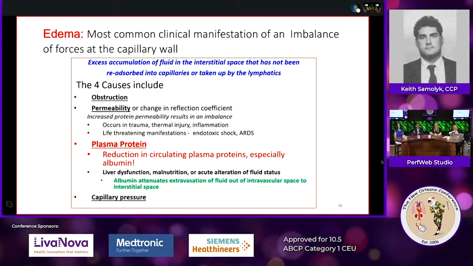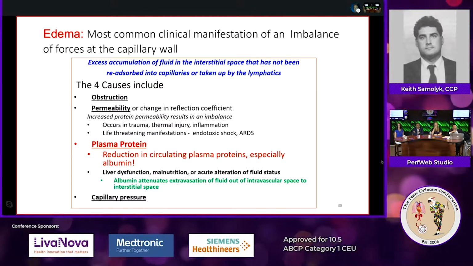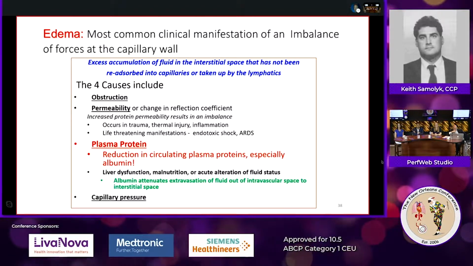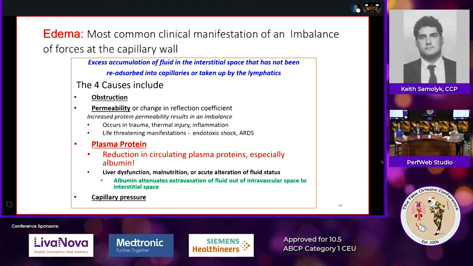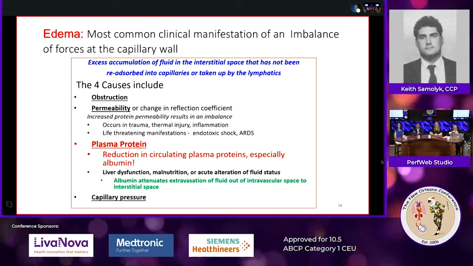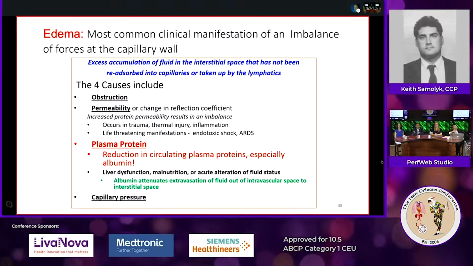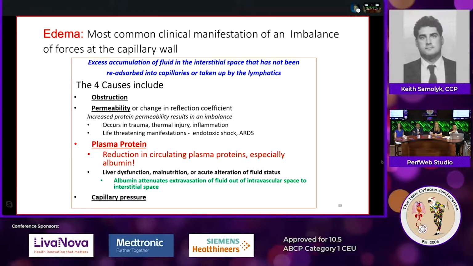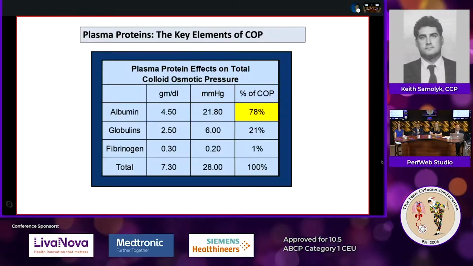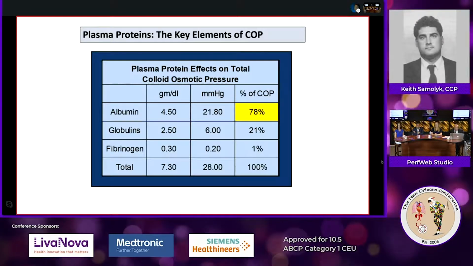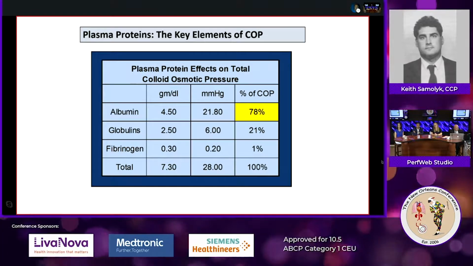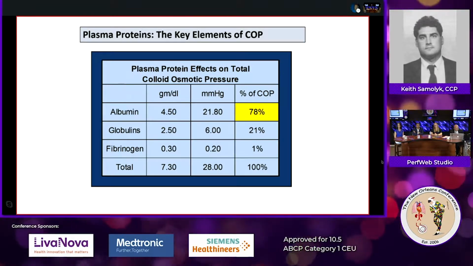So there's 4 causes of edema: obstruction, permeability, plasma protein reduction, and capillary pressure. We're going to focus on plasma protein reduction. Reduction in circulating plasma proteins, especially albumin. Remember, liver dysfunction, malnutrition, or acute alteration in fluid status, which is something that we do. Albumin attenuates the movement of fluid out of the intravascular space and into the interstitial space. And as I said to you earlier, it's the number one as far as plasma colloid osmotic pressure of all the proteins that we have. It's albumin. It's about 78 to 80%.